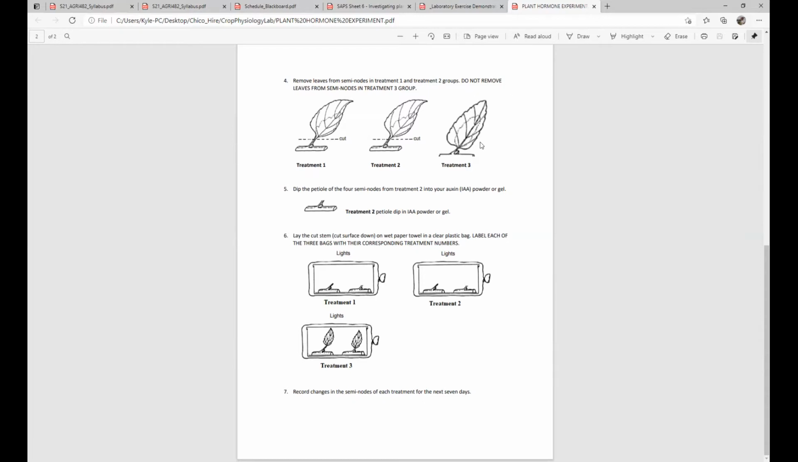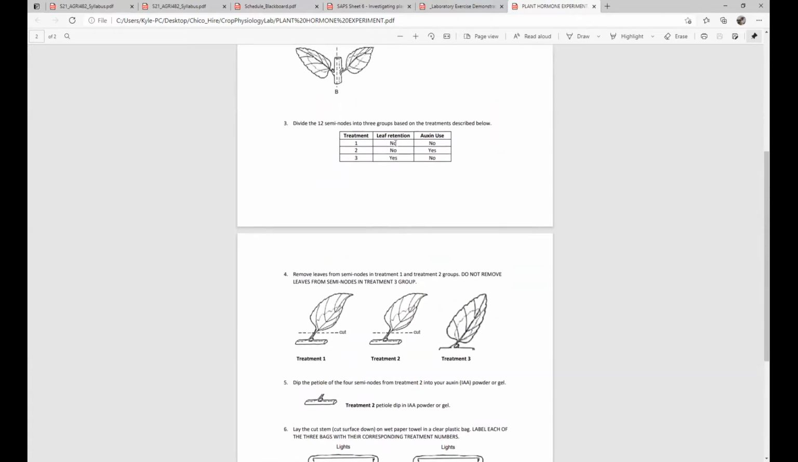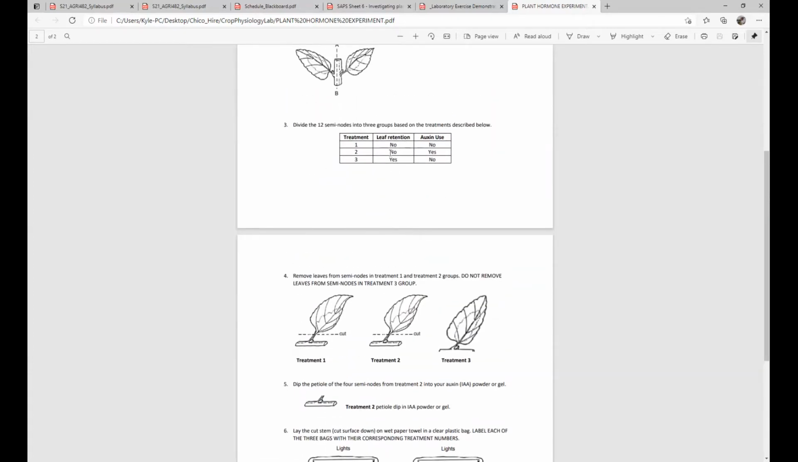Now, we expect that we have perhaps some carbohydrates, maybe some auxin available in that treatment 3 leaf retention group. Treatment number 2, that's the one with just auxin, right, with no leaf. We have the auxins available, but those carbohydrates from the leaf aren't going to be stored. In treatment number 1, we have no hormone, right, no auxin. We have no leaf carbohydrates available. We do expect there to be some auxin availability in treatment number 3. That's got the leaf retention.